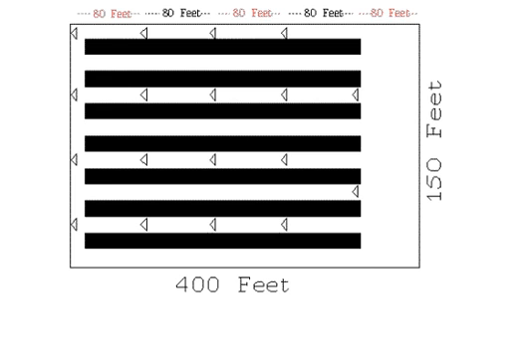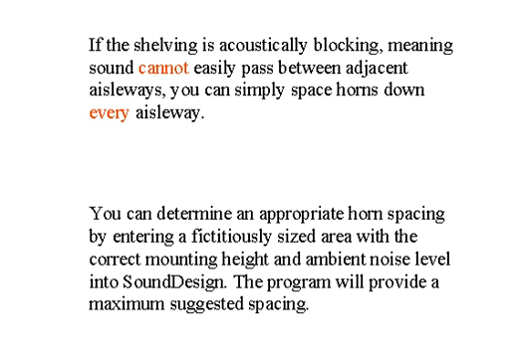For acoustically open shelving, your configuration might look something like this with horns down every other aisleway. Notice the 2 horns on the right will cover that open area. It's not necessary to have a horn at the end of every aisleway because there's nothing there to block the dispersion of the sound. If the shelving is acoustically blocking, meaning sound cannot easily pass between adjacent aisleways, you can simply space horns down every aisleway.